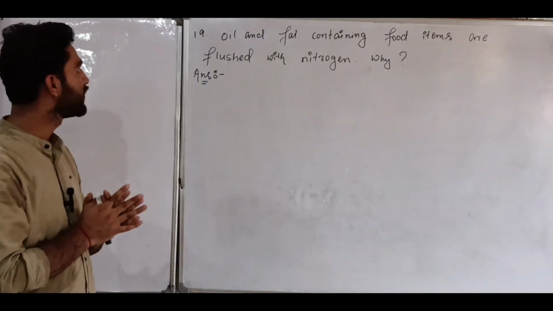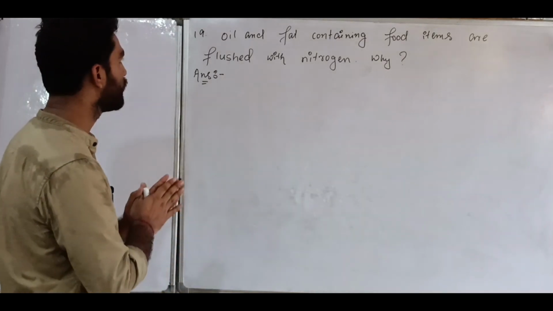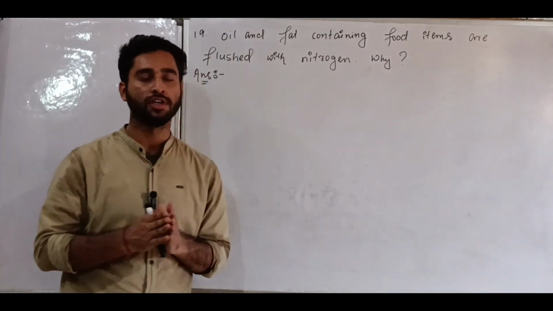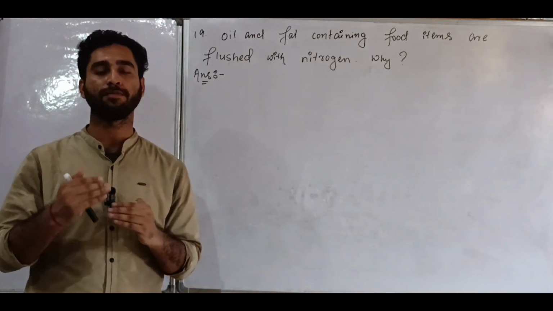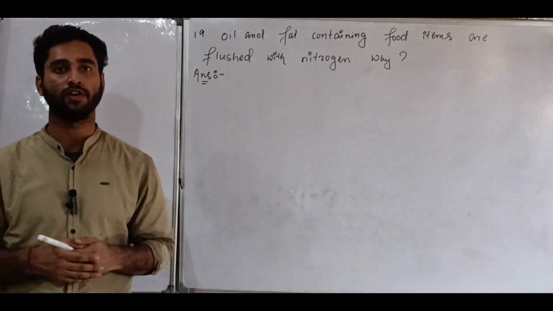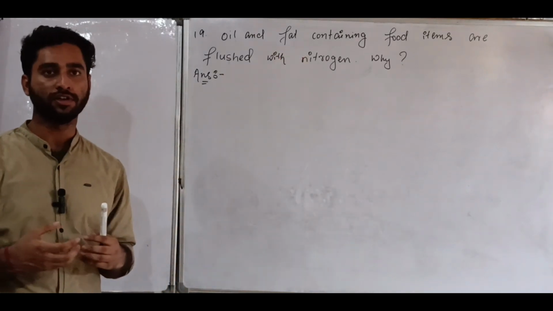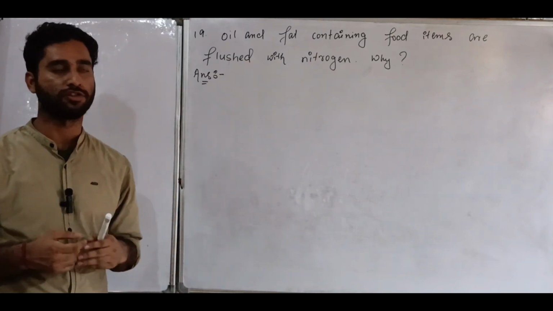Okay, now the next question is, oil and fat containing food items are flushed with nitrogen. Why? This question I have already discussed. This nitrogen acts as an antioxidant, and being inert, it prevents the food item from getting oxidized. That is why chips manufacturers also flush their packets with nitrogen gas.